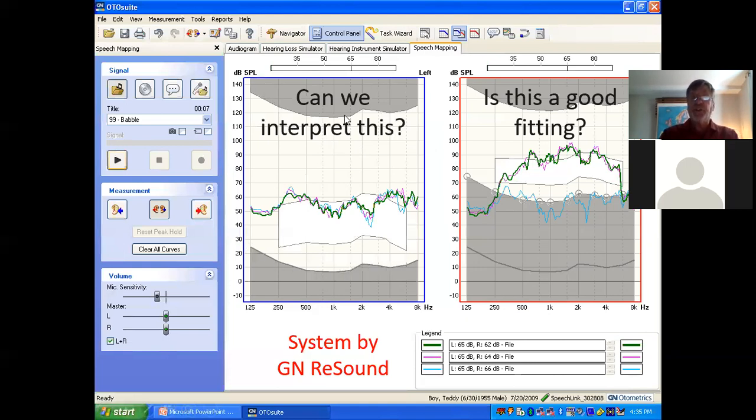You've got loudness discomfort way up here. You've got average speech. This is where you'd want it to be. This is a bit much. Okay, but this is where an average person with normal hearing would want speech to be.